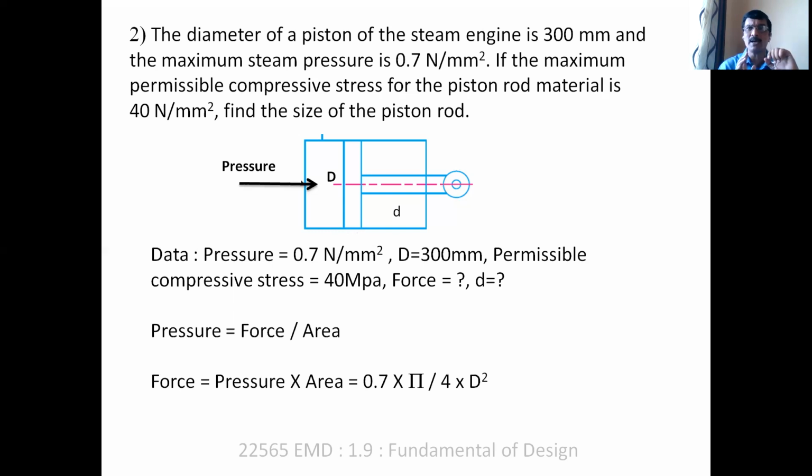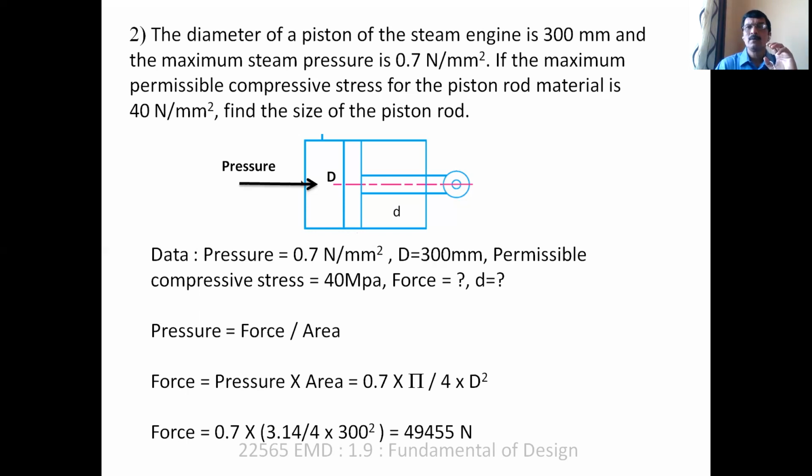You just keep this in mind. Capital D, why capital D? Because the pressure is on that bigger piston. So from this we can get the force. The force here is 49455 newtons. So that much amount of force is given on that particular piston rod also, because that same force is carried away by the piston rod. So now we got the force.